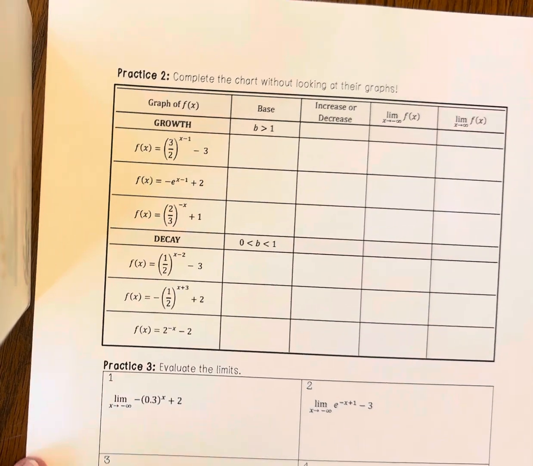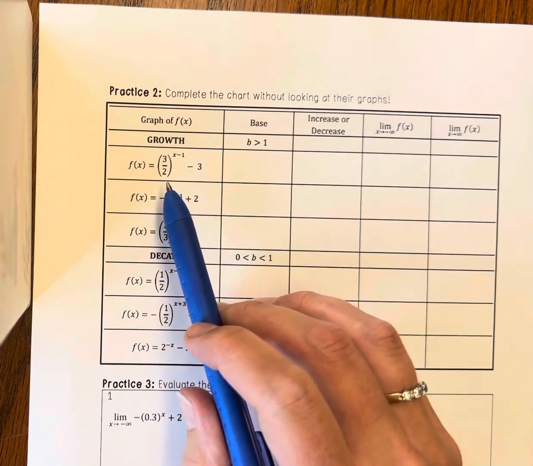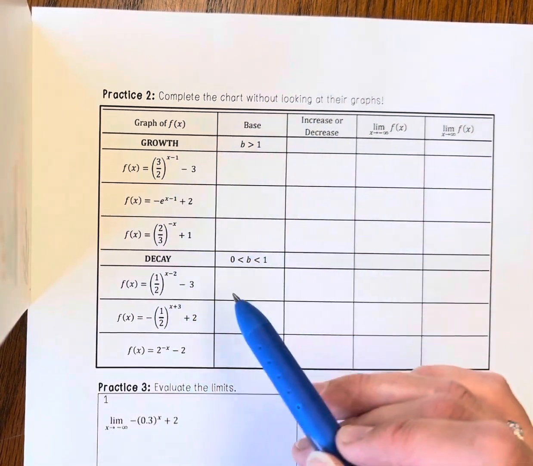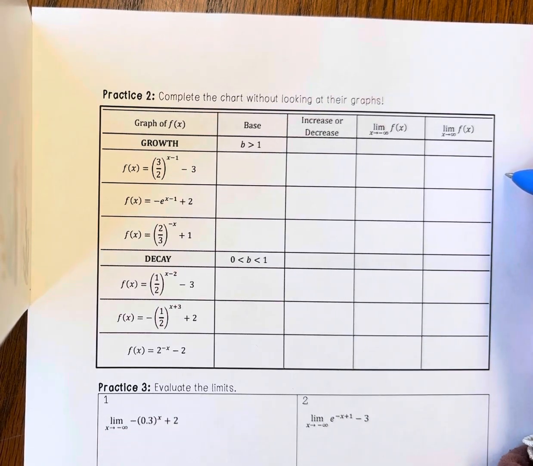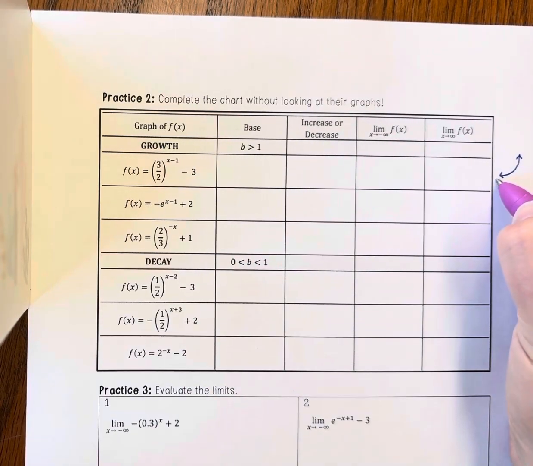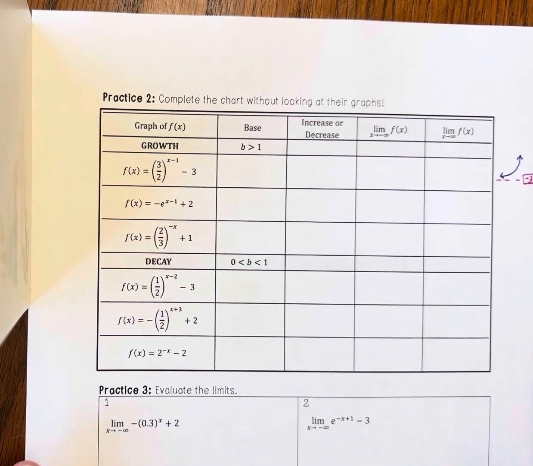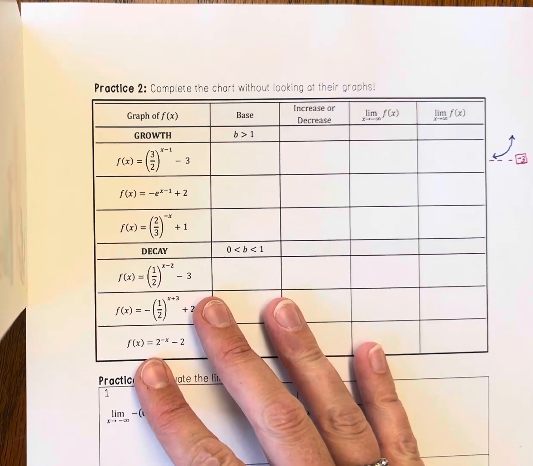So on page 14, this chart says, complete the chart without looking at their graphs. So try to do this without looking at the graph, just by getting a general sense of what's going on. So 3 halves to the x minus 1 is a growth graph. I'm just going to sketch it on the side, so I know what it looks like. And I know that the asymptote is at -3. I'm just going to put -3 next to this. I put a box around it because I thought it kind of looked like a part of the dotted line, the negative.